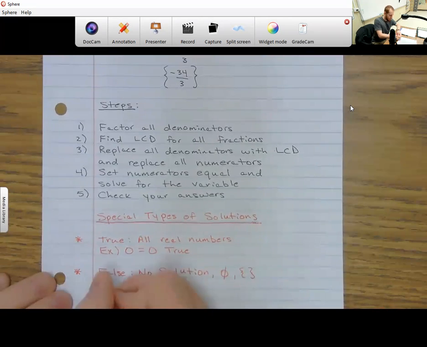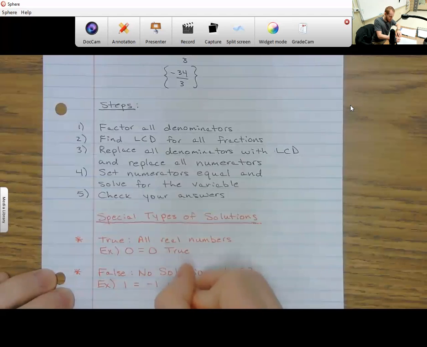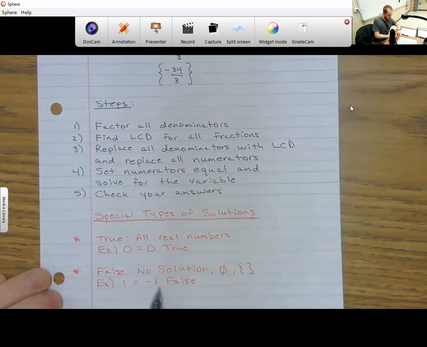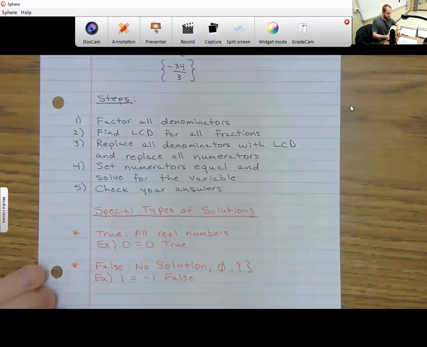And an example of this would be, let's say you get 1 equals -1. That's not true. That would be false. So if I got something like this, then I would know this equation has no solution. So then I would write no solution, or I would write the empty set, one of these two. So I'll leave that up there for a minute for you guys to get.